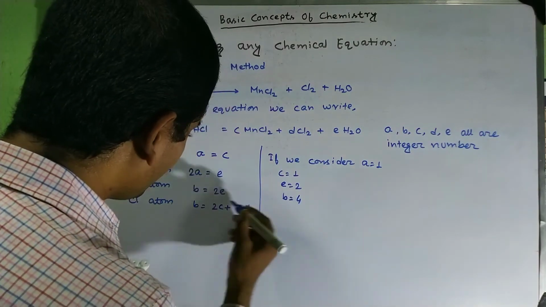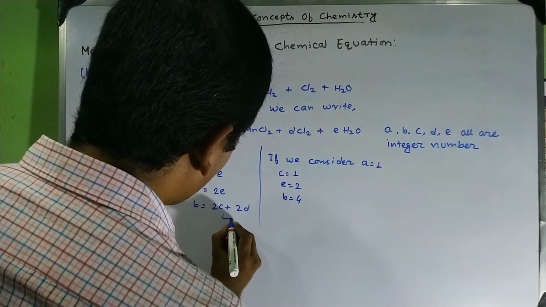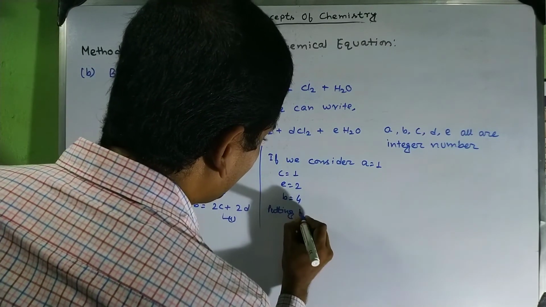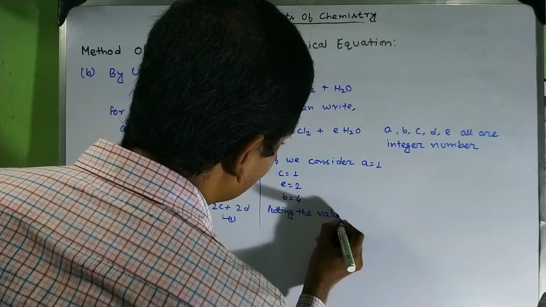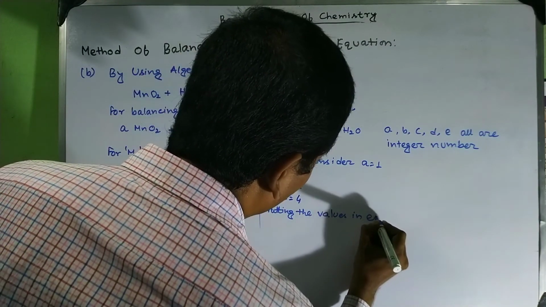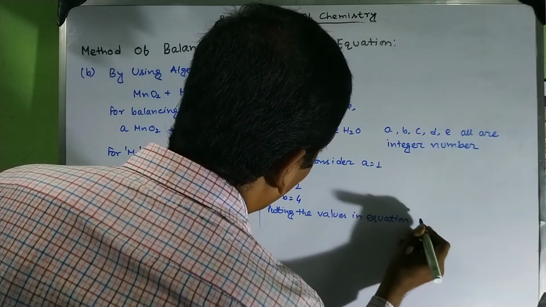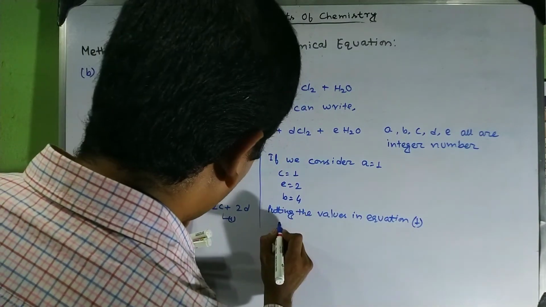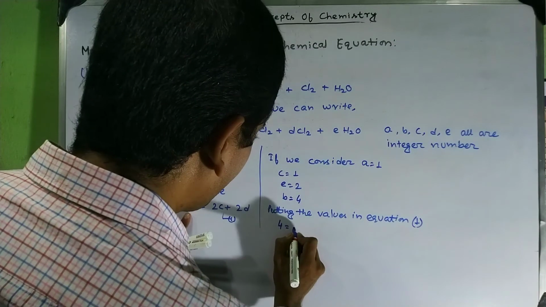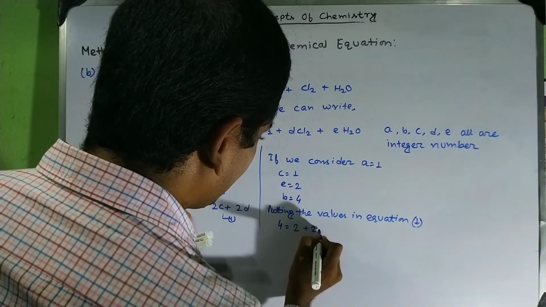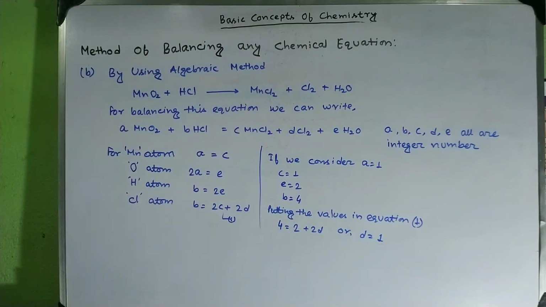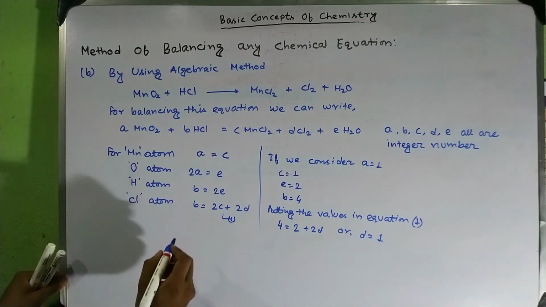If we put this value here, this is equation number 1. Putting the values in equation 1, what happens? B is equal to 4, C is equal to 1 and 2D, or D is equal to 1. Clear?